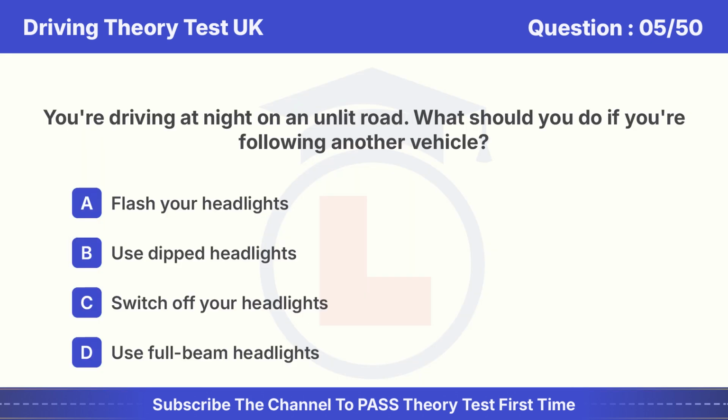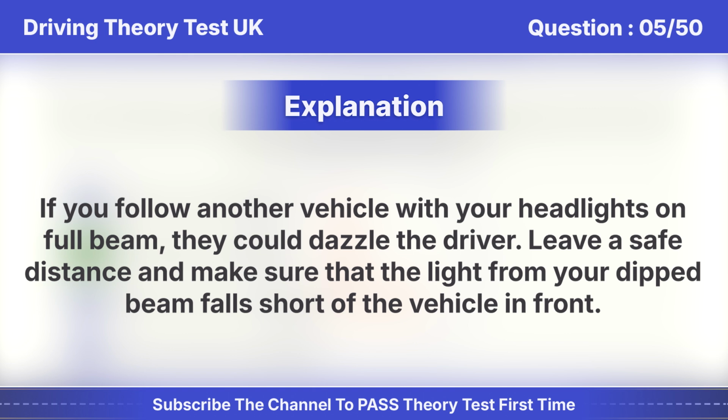Question 5. You're driving at night on an unlit road. What should you do if you're following another vehicle? Answer is B. Use dipped headlights. If you follow another vehicle with your headlights on full beam, they could dazzle the driver. Leave a safe distance and make sure that the light from your dipped beam falls short of the vehicle in front.